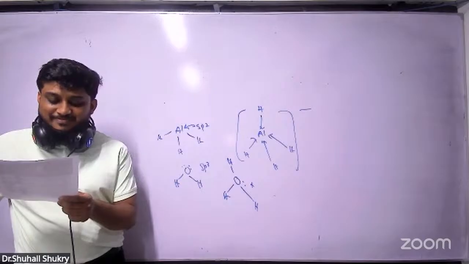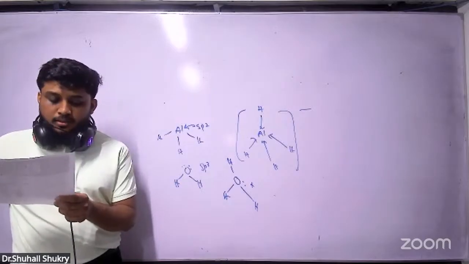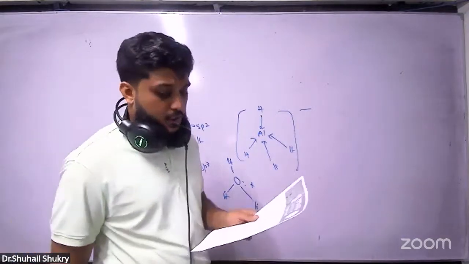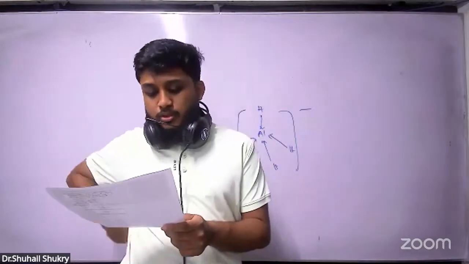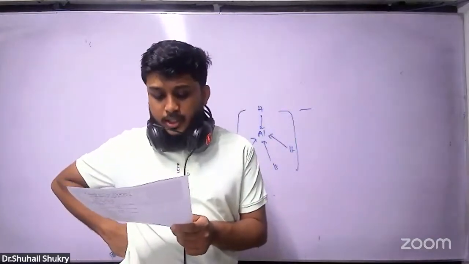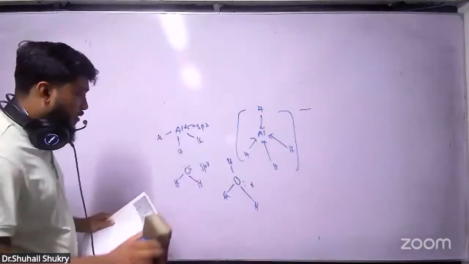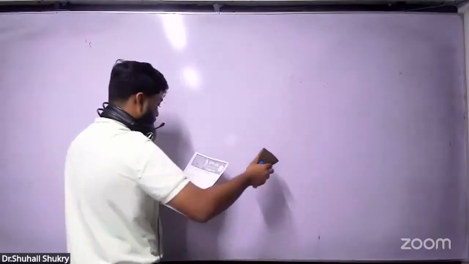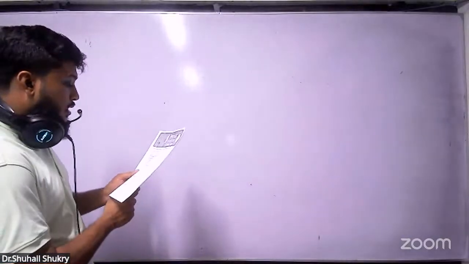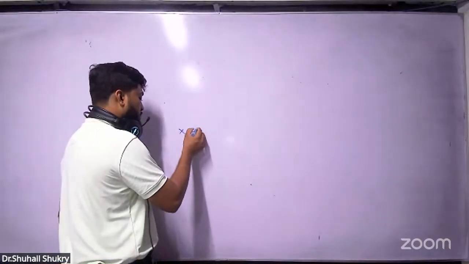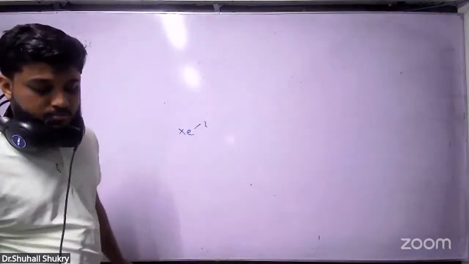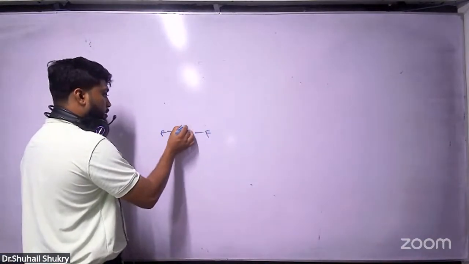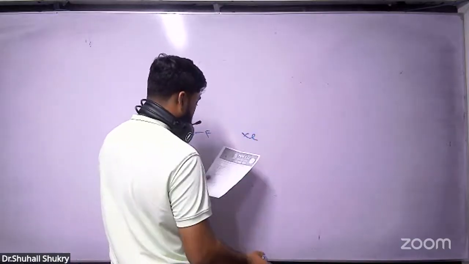Number 3. The number of lone pairs on xenon in XeF2, XeF4 and XeF6 respectively. How many lone pairs does xenon have in XeF2? You have to draw XeF2, XeF4, XeF6. XeF2 has 3 lone pairs.